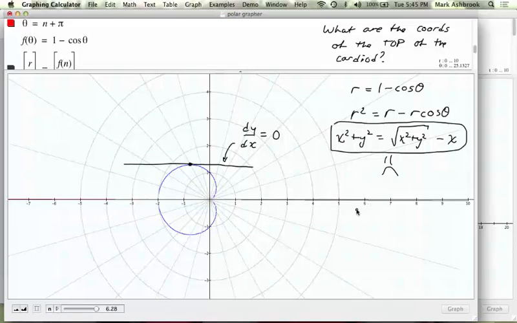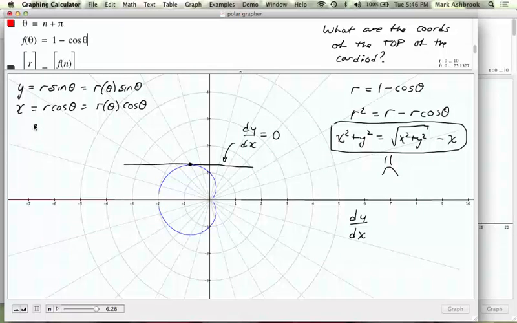When we have dy/dx, we know that y is a function of theta, right? y equals r sine theta, where r is this function of theta. And we know that x is r cosine theta, but r is also a function of theta. So if we found dy/d theta and dx/d theta, how could we get dy/dx from those?